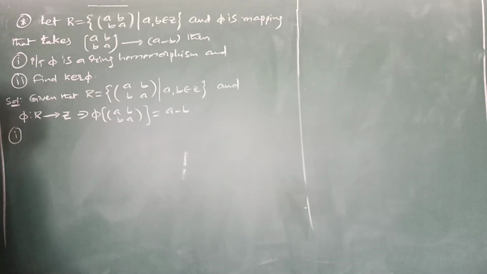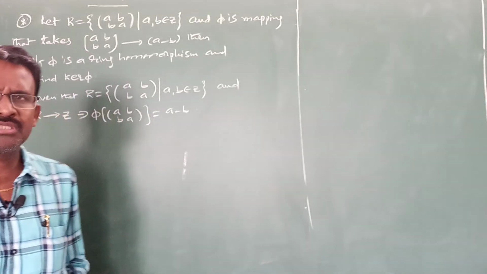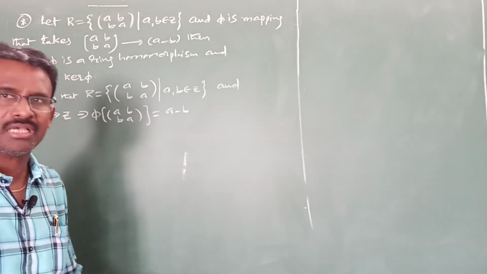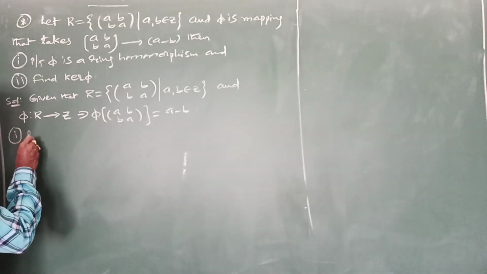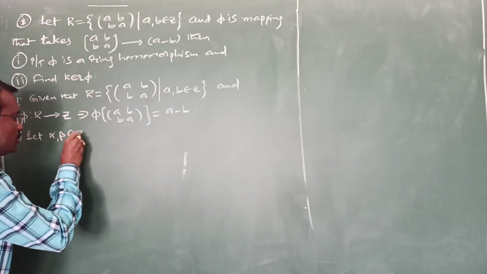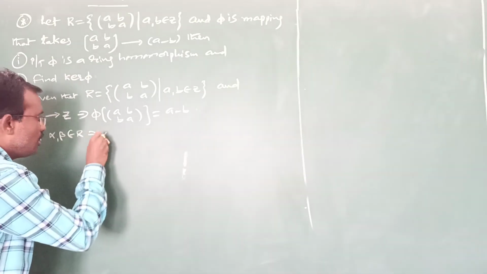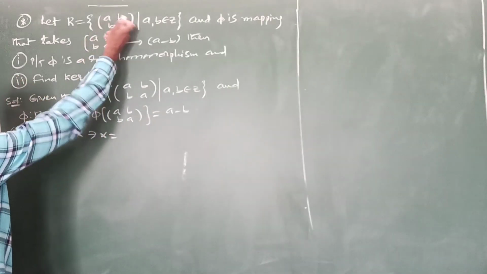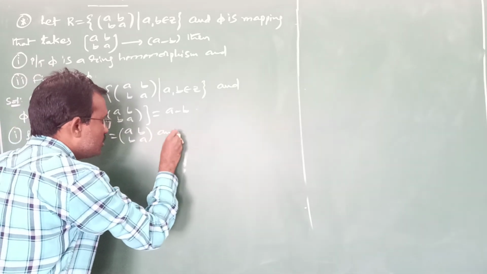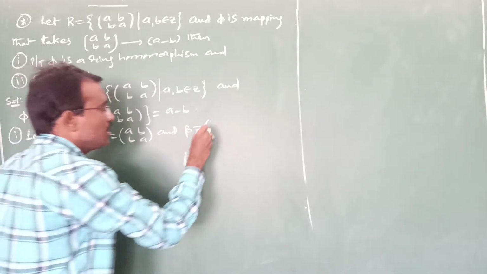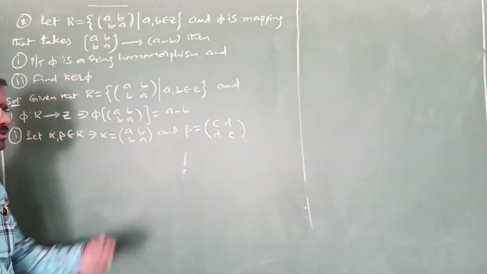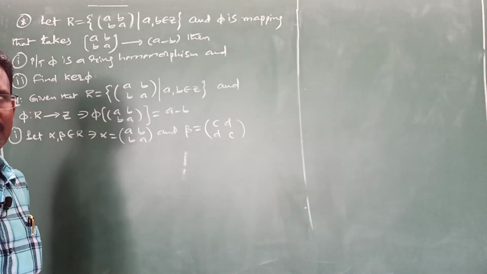Now we have to proceed in the first bit. To show phi is a ring homomorphism, we need 2 elements in the domain set. Those 2 elements I am taking as alpha, beta. Let alpha, beta belong to R, such that alpha is the general element [A, B; B, A], and let us take beta as [C, D; D, C], the same formation, where A, B, C, D are integers.